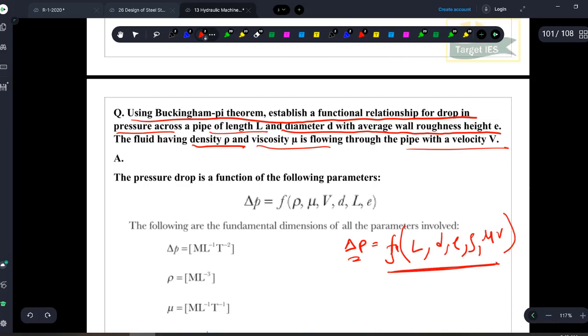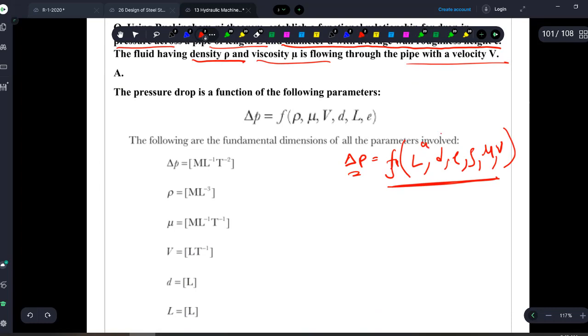So can you go for Rayleigh's? Is it possible? अगर Rayleigh's जाओगे तो कितने आ जाएंगे? A plus B plus C plus D plus E plus F. सॉल्व करते करते रात हो जाएगी, ठीक है. It's impossible to solve. So what you have to do is go for Buckingham pi theorem itself.